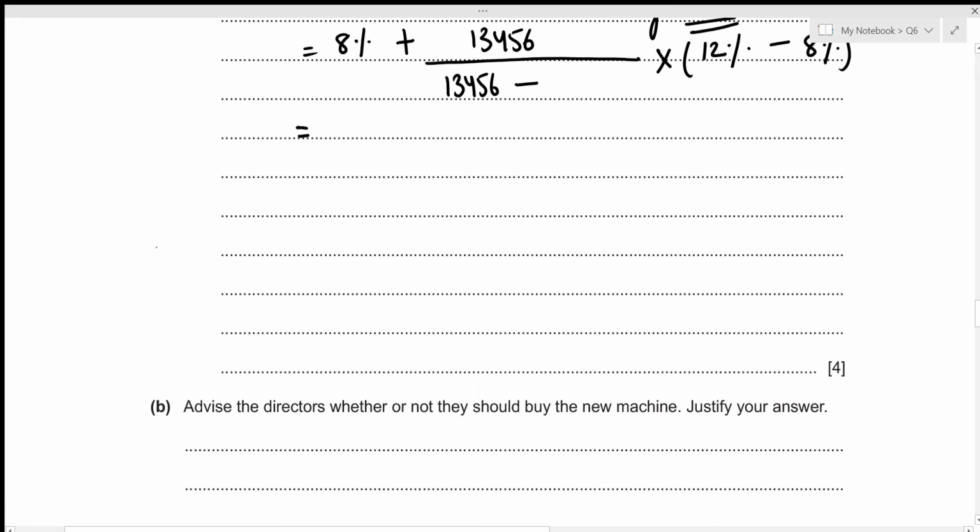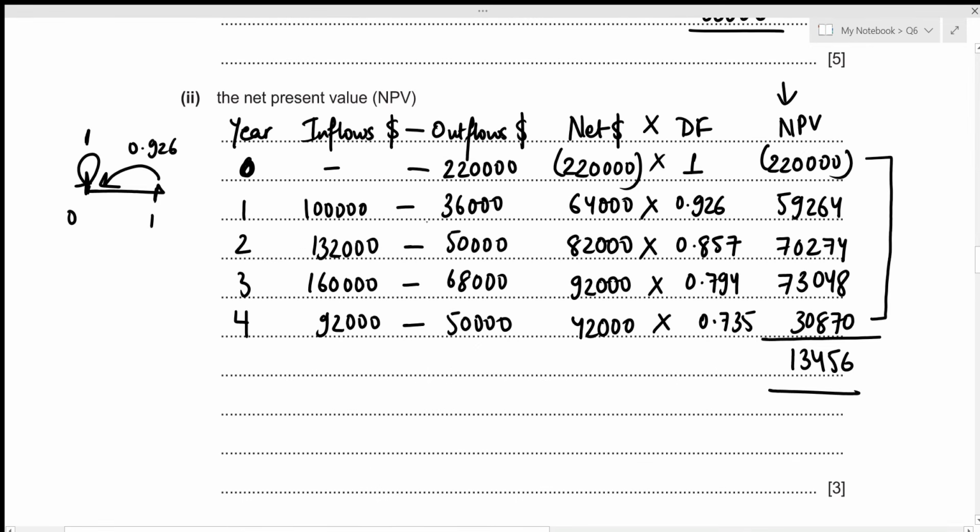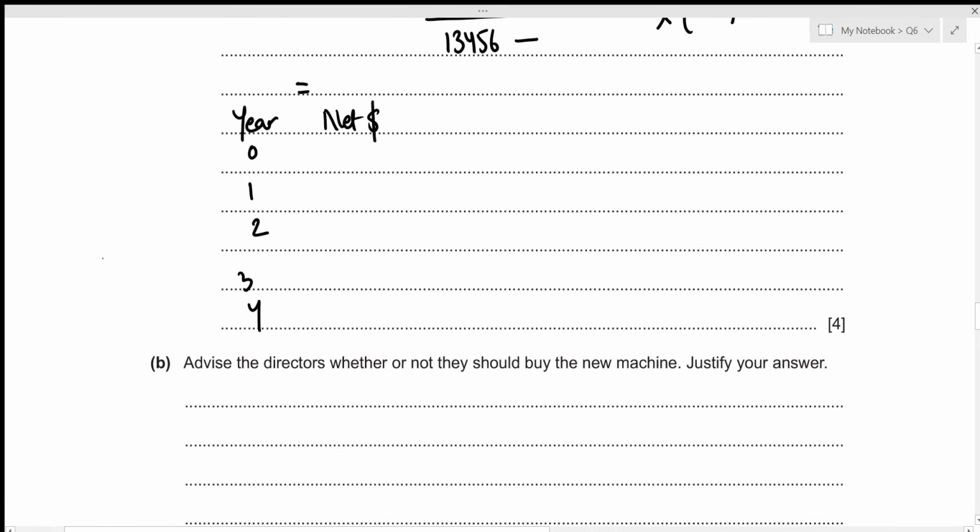So for that, we will start with our years. So that's 0, 1, 2, 3, and 4. And we can start with the net value because we already figured out the net cash flow in the above part. Let's have a look there. So the net cash flows for the year 0, 1, 2, 3, and 4 are negative 220,000, 64,000, 82,000, 92,000, and 42,000 respectively. Let's write it down. So for year 0, that's negative 220,000. For year 1, that's 64,000. For year 2, it's 82,000. For year 3, it's 92,000. And for year 4, it was 42,000.